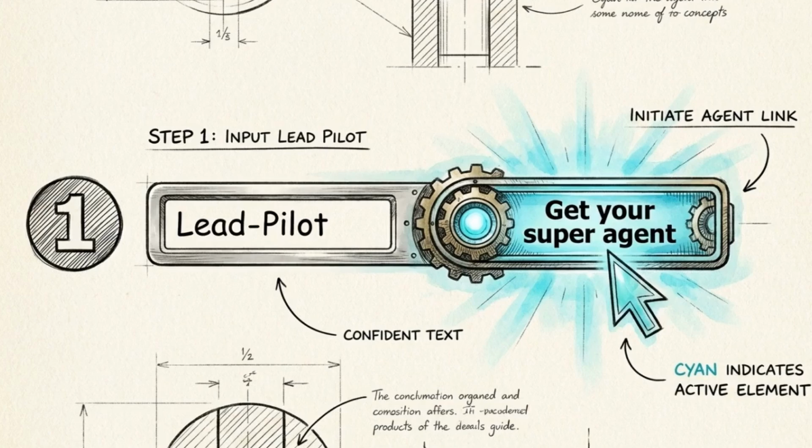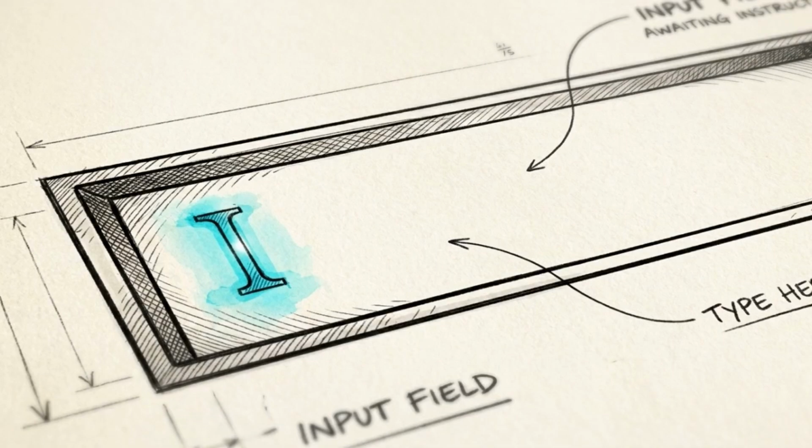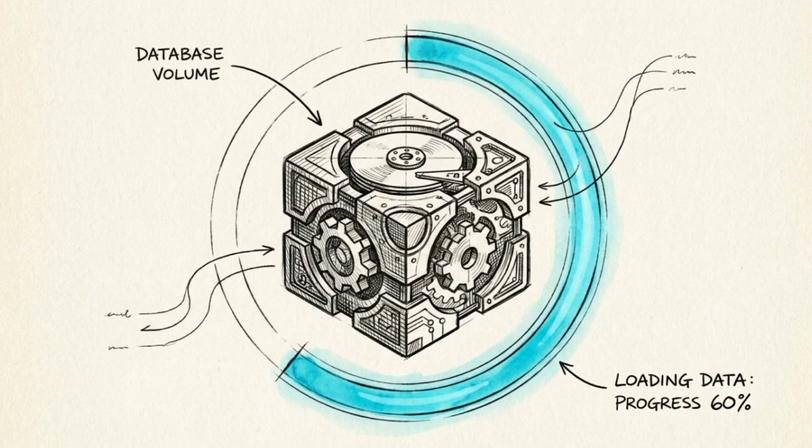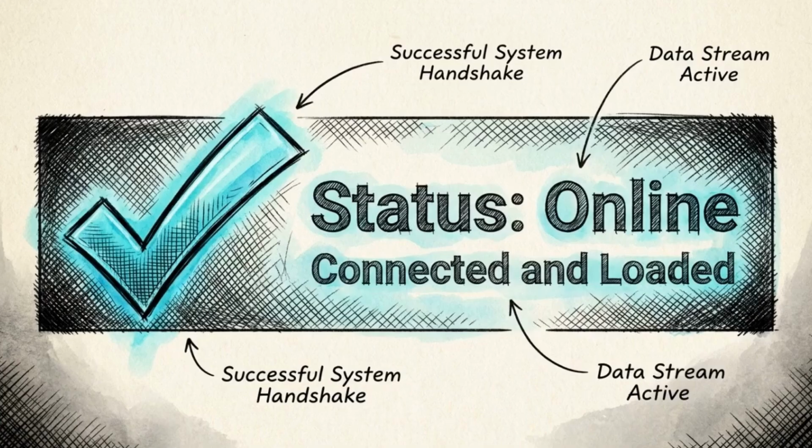To start, click the Get Your Super Agent button and type Lead Pilot into the naming field. Next, we give the agent its first command. Tell it, "You are my lead management agent. Connect to my lead flow application here in Base44 and monitor its entities." Give the system a moment to locate the application. Look for the Connected and Loaded confirmation message on your screen. Do not move forward until you see this.